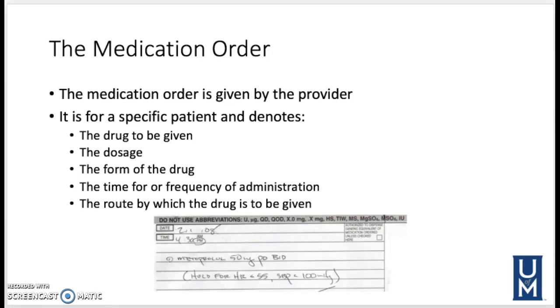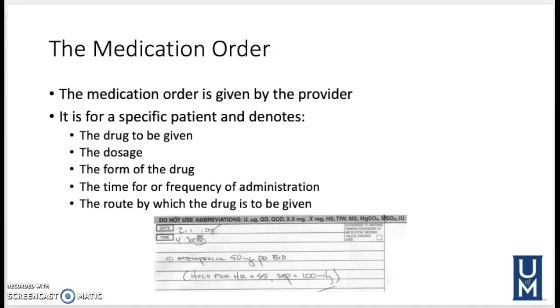Time, here it says BID, which we'll go over abbreviations later in just a few minutes. But BID means 2 times per day. And then our route, that's going to be PO, so that means by mouth. So far, we know that he wants metoprolol to be given 50 milligrams by mouth 2 times a day. So we have our drug, our dosage. We're missing that form. We're not sure if it's going to be a capsule or a tablet; it probably is going to be whatever the pharmacist has on hand in that dosage amount. And then we have our time and our route.